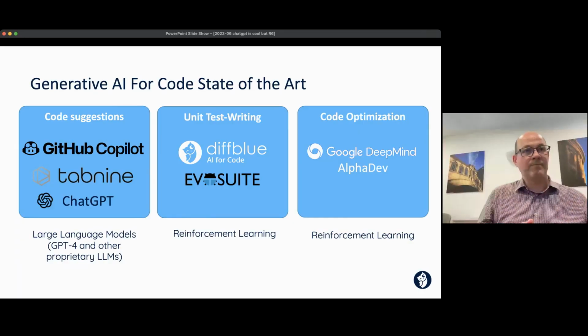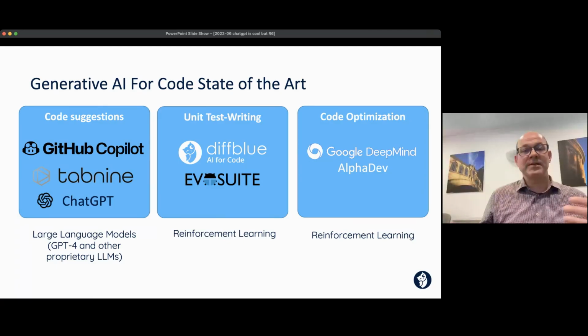So based on GPT-4 on the back end. So they're using large language models to make code suggestions. I would also give honorable mention to Tab9. Tab9 has been doing this for a lot longer than Copilot. They are one of the OGs of code suggestion technology, and they built their own language models to do that. And then, of course, you can use ChatGPT itself to write code outside of something like Copilot.